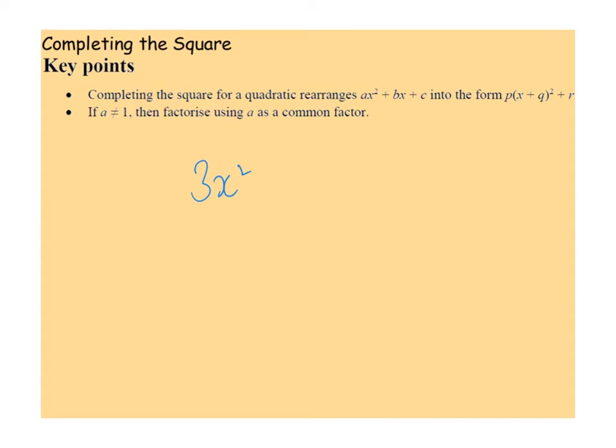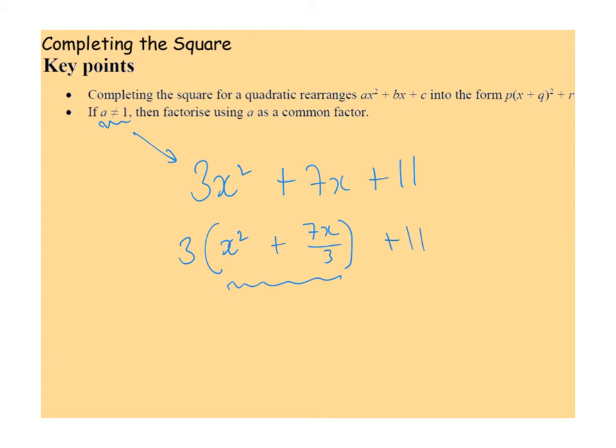If you had something like 3x squared add 7x add 11, you can see here that a is not 1. There's your a. It's not 1. So we're being told to use a as a common factor, and 3 is clearly not a common factor of all of those terms, but regardless, I'm going to use it anyway, and I'm going to say that this is the same as 3 brackets x squared add 7x over 3 add 11. And then this part is something that we can express in completed square form, and then as a result we'll have expressed the whole thing in completed square form, and I'll show you that in an example just in a moment.